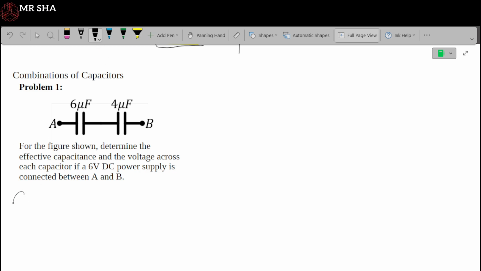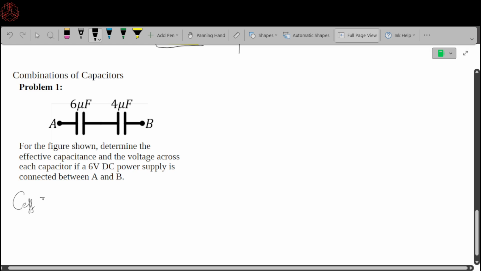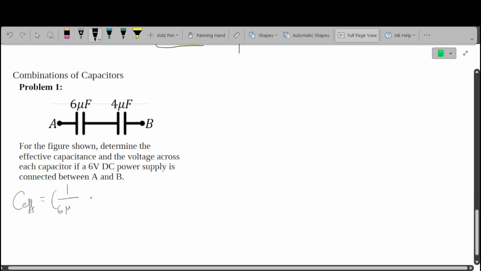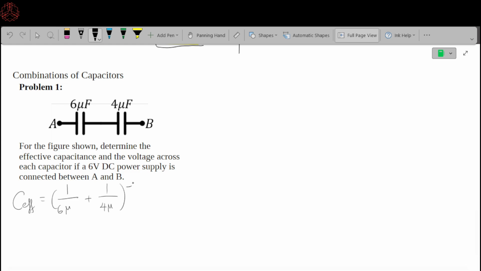Now, just to remind you, the effective capacitance, if these two are in series, is going to be 1 over 6 mu plus 1 over 4 mu. Then invert that. So what you're going to get from there is 2.4 mu farad. So that's your effective capacitance. Okay, there we go.